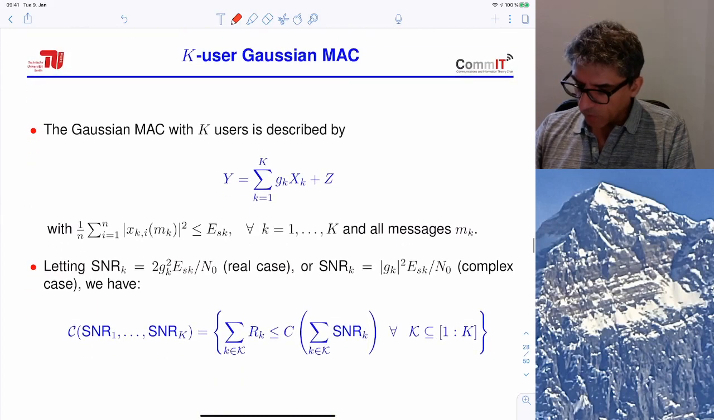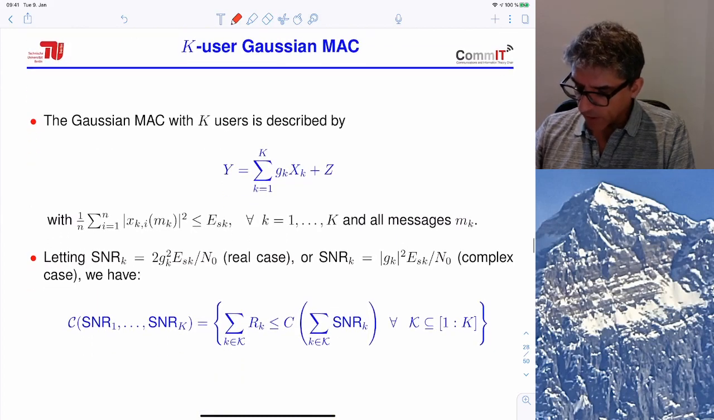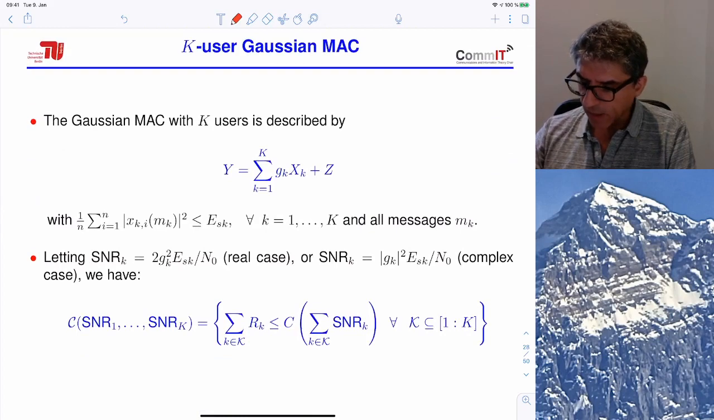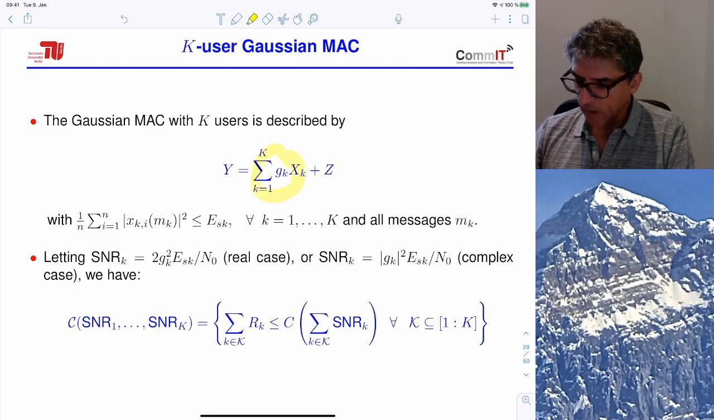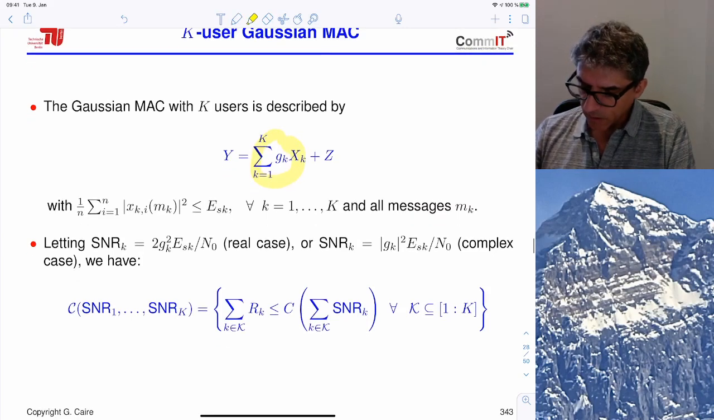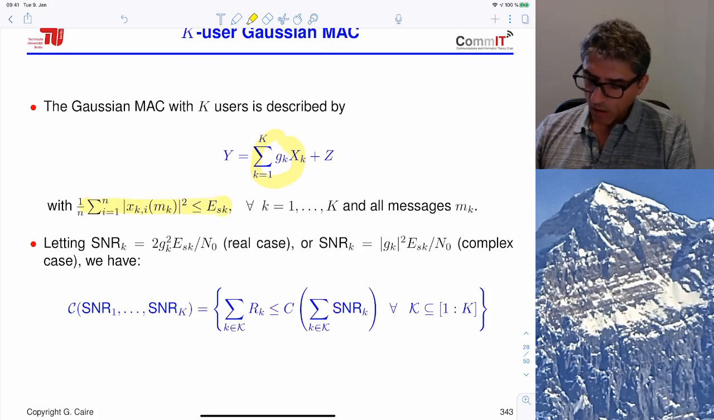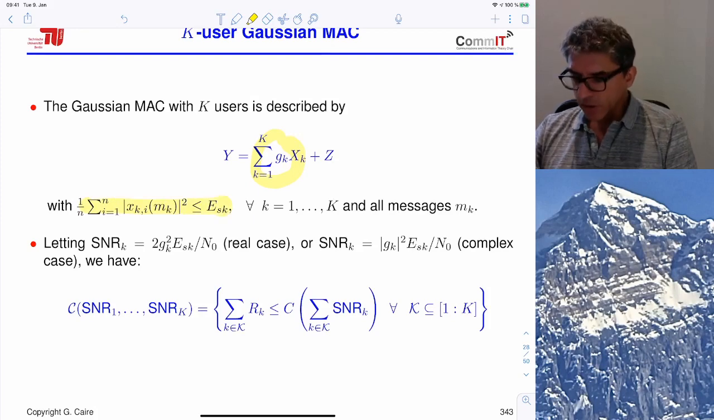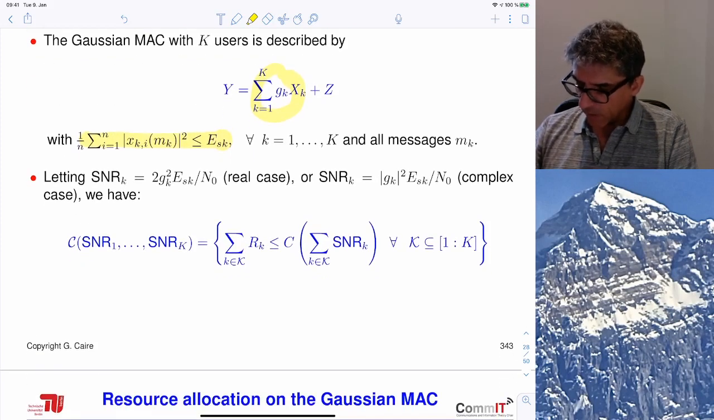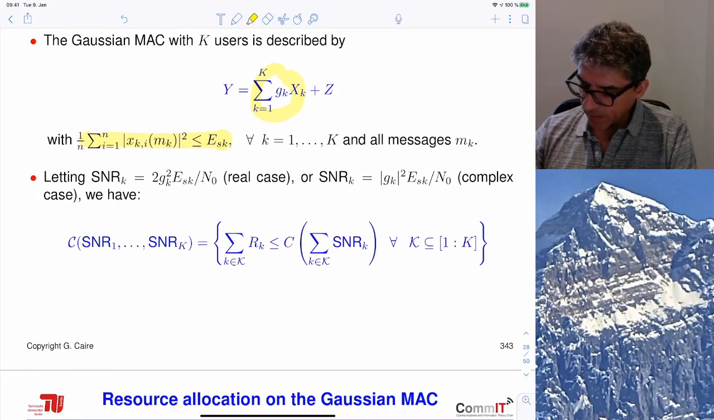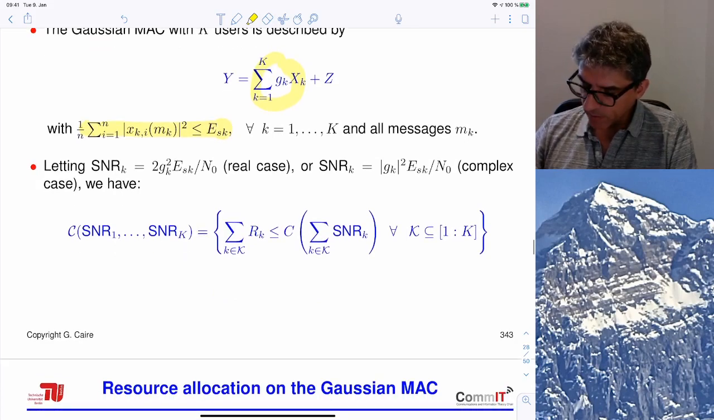Same here. So for the Gaussian case, everything generalizes to k users. So we now have the sum of k users in the signal, right? Each one has its individual energy per symbol constraint, and the capacity region is given by the region defined by these inequalities.